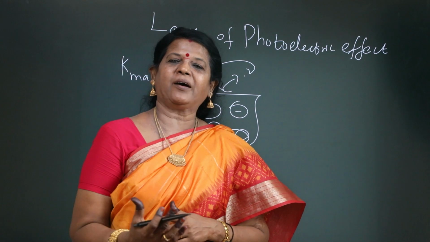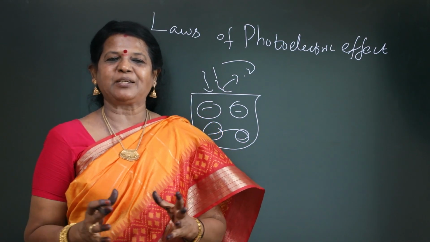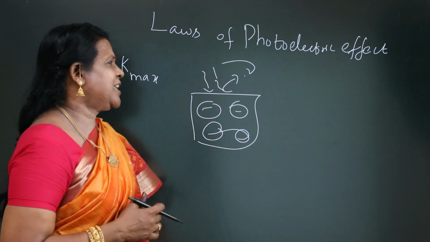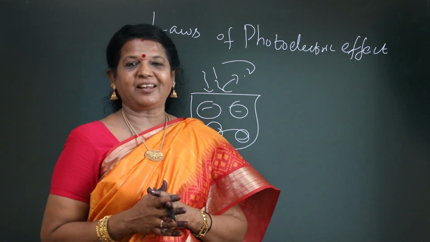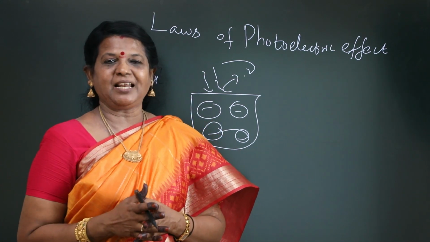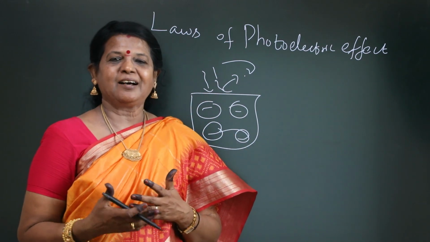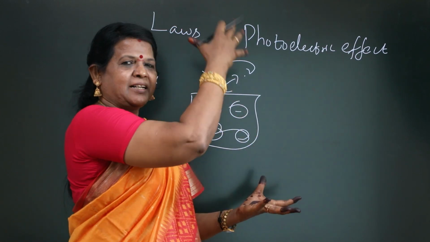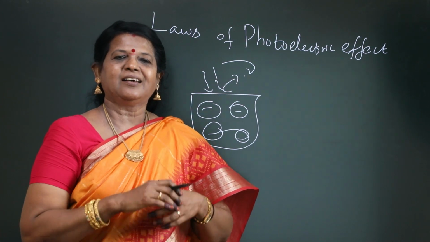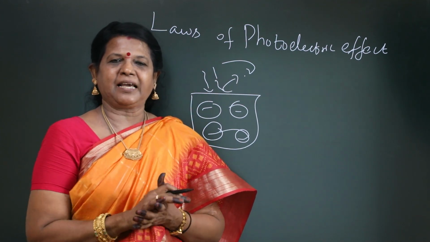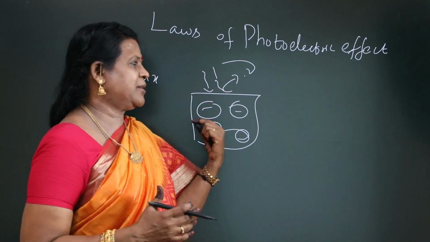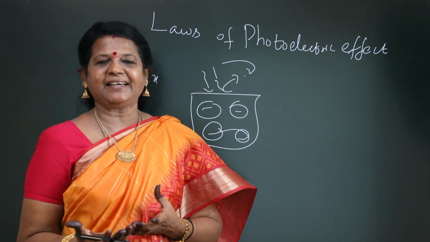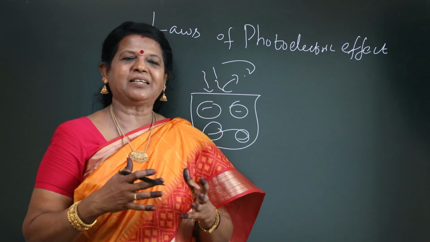The next point to remember: there is no time lag between incidence of the light and ejection of the photoelectrons. On the basis of the wave theory, it would take more time to release the photoelectrons. But what is the actual fact observed in the experimental result? When some intensity of light falls on the surface of the photoelectric material, within a particular time interval, without any lag, it emits the photoelectron. So there is no time lag between the incidence of light and the ejection of the photoelectron. They are a simultaneous process.